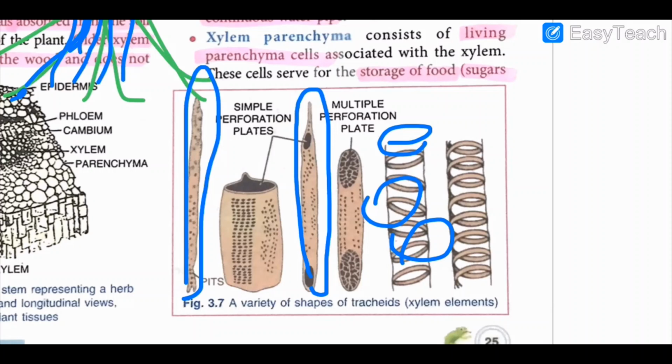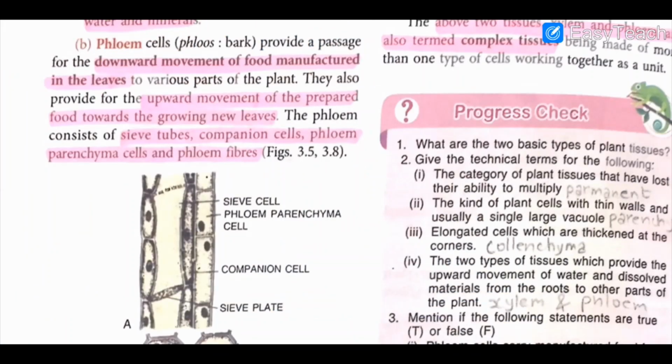Perfect. Now let's go on to the phloem cells, or the phloem tissues. So phloem tissues provide a passage for the downward movement of food manufactured in the leaves. As we just said, xylem provides an upward movement. Why? Because it transports water and minerals only. But over here it's written that phloem provides a downward movement. Now why? Because it transports food instead of water and minerals.